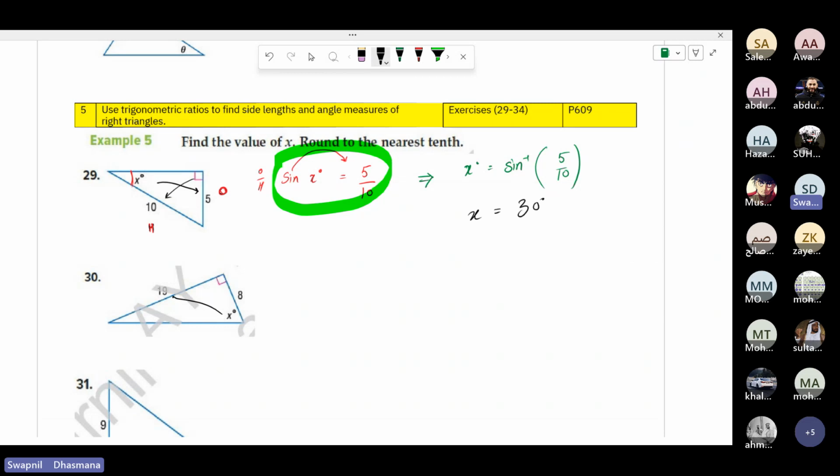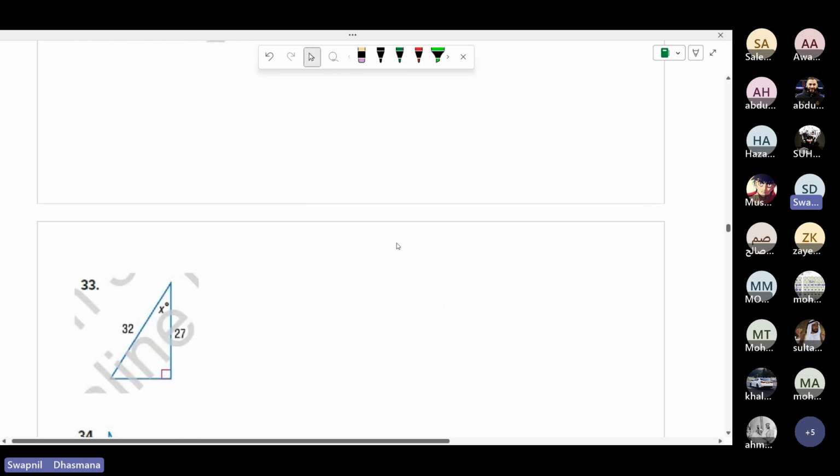For example, here I have opposite, H not known, A known. So opposite and adjacent, that is TOA. So you can do X equals tan inverse of O over 8. You will get the answer. So all these questions are the same.